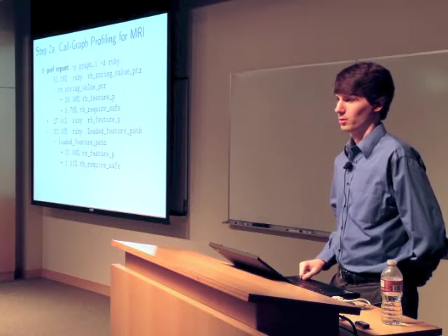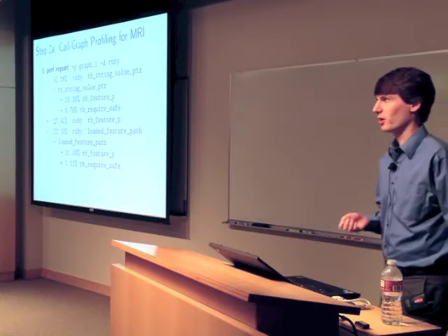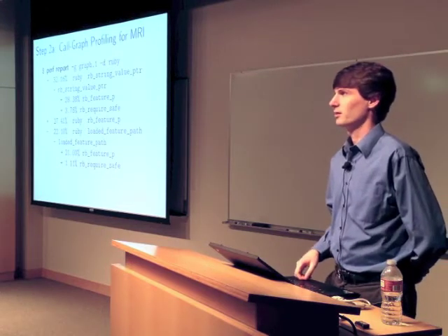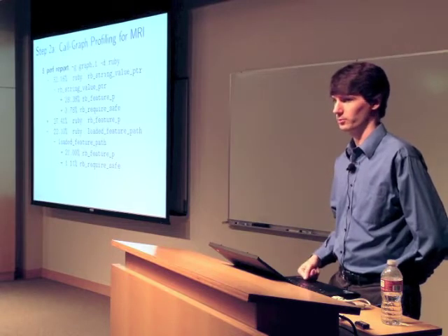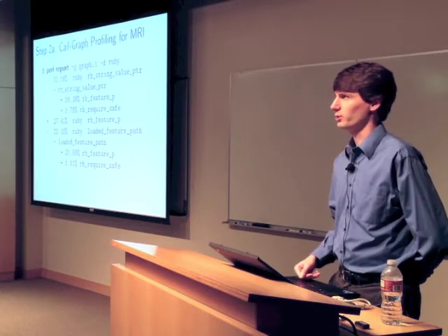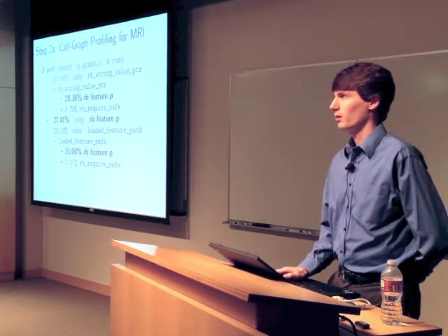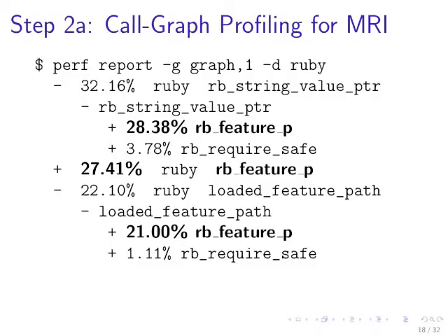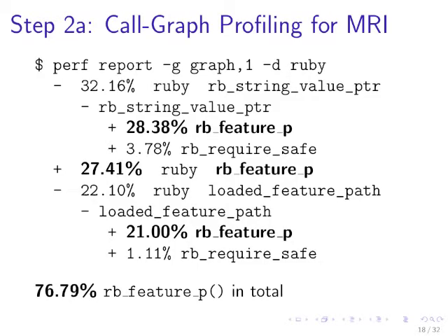And you see that for RB string value pointer, the main color is RB feature p again. And in fact, the other color is RB require safe, which is also part of the requirement notation. So basically all our time is in the requirement notation, and here's exactly where it is. The exact function is where it is. And in fact, RB feature p is totaling, again, about 80%, 77%. So that's our culprit, that function.